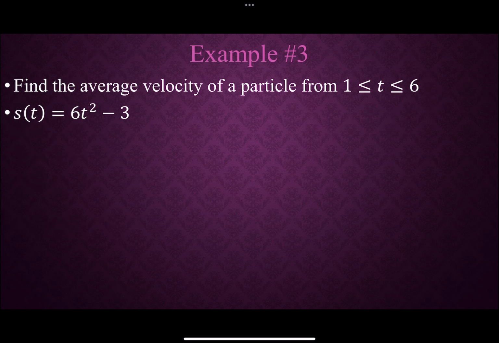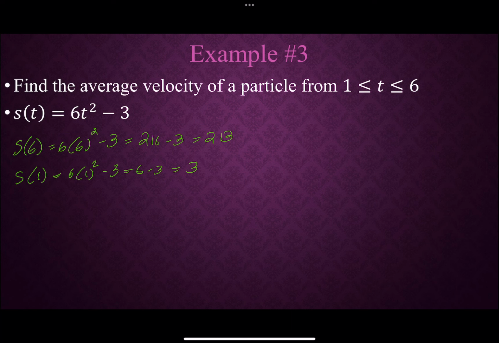So if we want to find the average velocity of this particle, we're given position, so we'll need to know what s of 6 is. So 6 times 6 squared minus 3: 216 minus 3, which is 213. And s of 1 is 6 times 1 squared minus 3, which is 3. So then our average velocity would be s of 6, 213, minus s of 1, 3, over 6 minus 1, and we get 42.